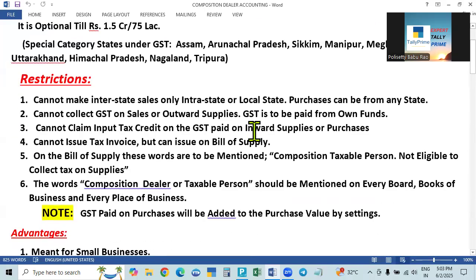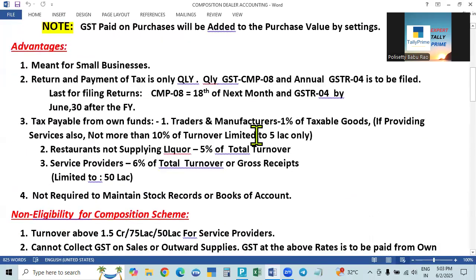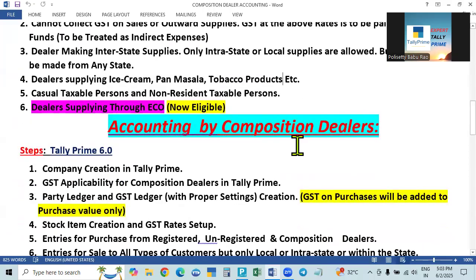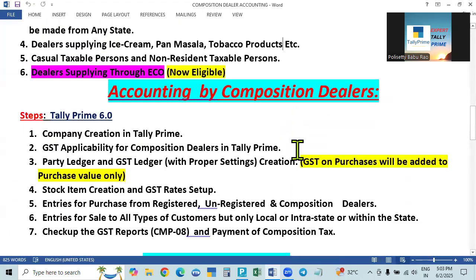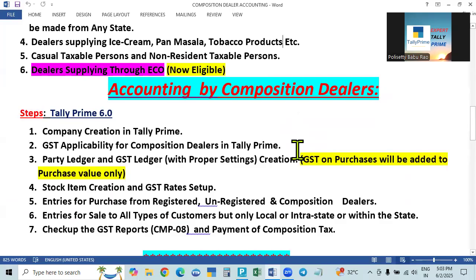Now, how do these composition dealers, or composition taxable persons, maintain their books of account? How do they make the entries in the books? Accounting by composition dealers, and how they make the entries, we will take up in the next part. But as I told you, they make the entries the same way.